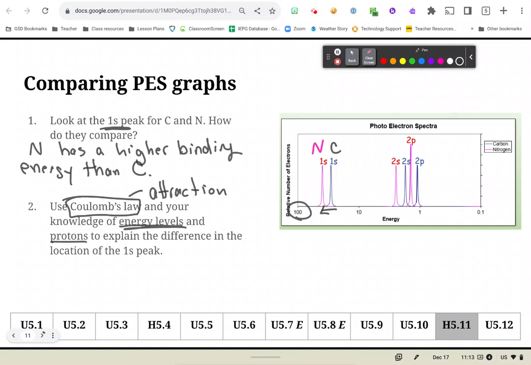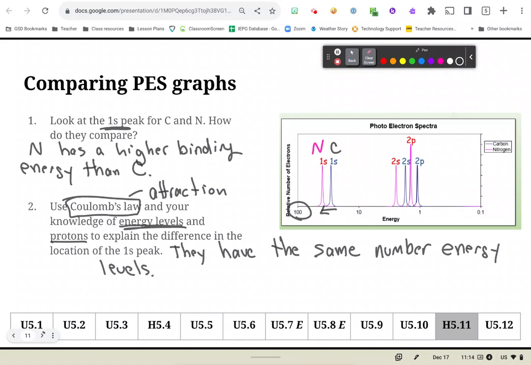I'm going to start with thinking about what I know about nitrogen and carbon, thinking about the energy levels. They have the same number of energy levels, so that is not going to cause the binding energy to be any different. That doesn't matter. Now I want to think about the protons. If I look at nitrogen on the periodic table, nitrogen has 7 protons. Carbon has 6 protons.